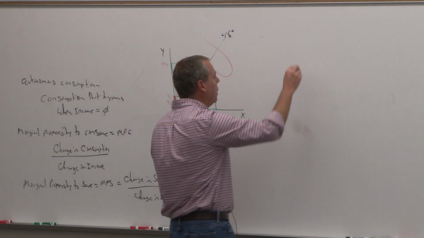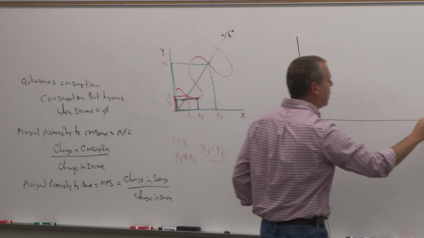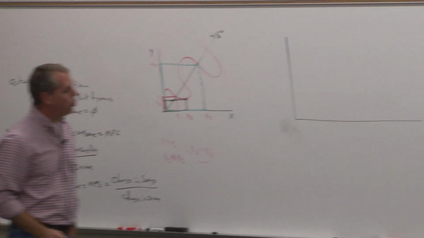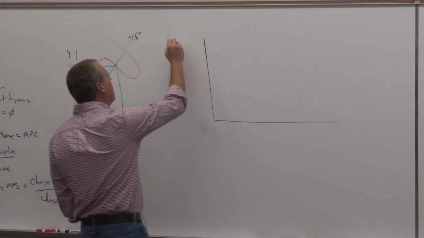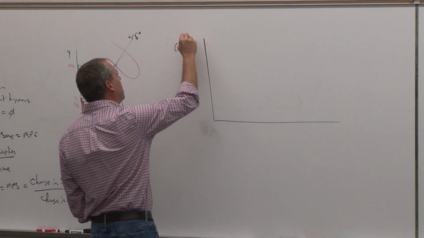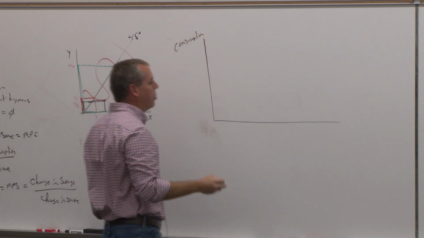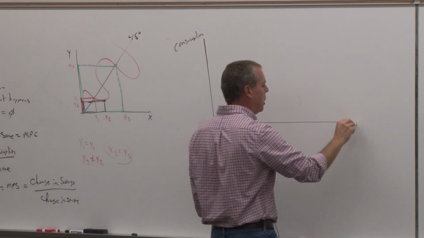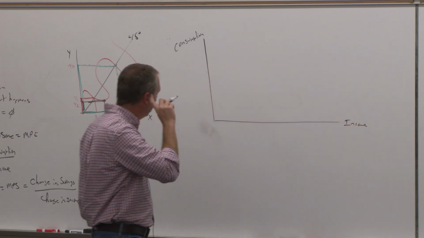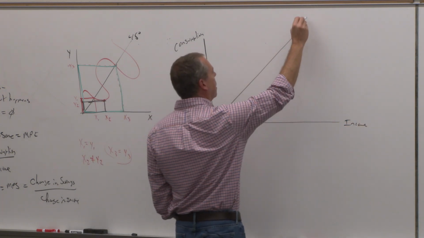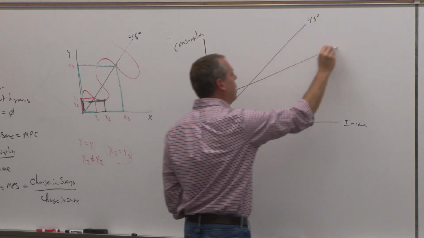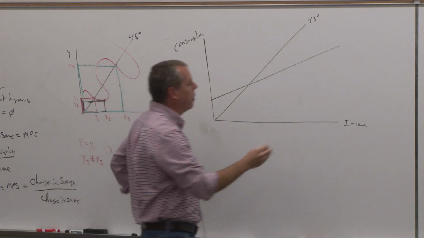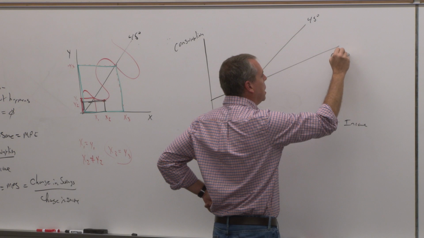So if consumption is a function of income, which one goes where? Consumption on the y-axis or consumption on the x-axis? X-axis. So here's our consumption on the y-axis, here's our income on the x-axis. Right? And we got this 45-degree line. And we have our consumption function, and here's what our consumption function looks like. All right? So here's our consumption function.